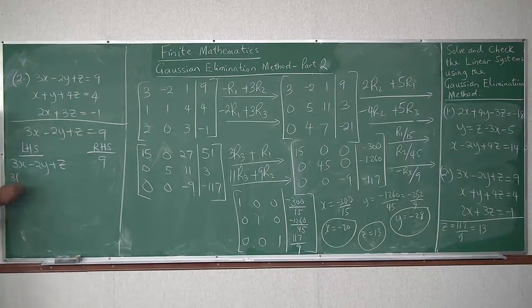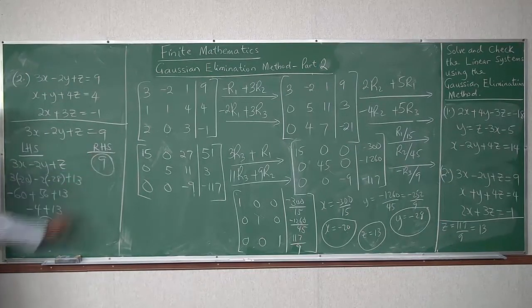So this is a 3 times 20 minus 2 times negative 28. Okay, plus 13. So this is 60 plus 56 plus 13. Is that right? Oh, I'm sorry, this is x is negative 20. You see, when we check this, if you add this, it's not going to give you 9. You see why it is good to check. It is always good to check. X is negative 20. So this is negative 60. Okay. Negative 60 plus 56 is negative 4. Plus 13, that gives us 9.